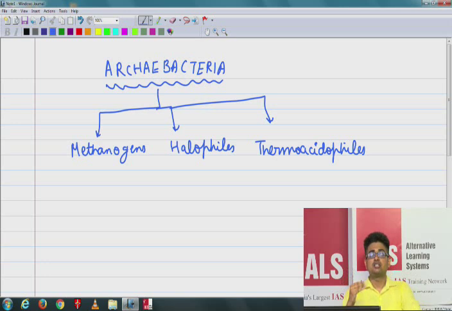All right. So this was the information that is very important for your exams. First, you need to remember similarity with eukaryotes, similarity with other bacteria, and unique feature. Then you have to remember the 3 categories of archaebacteria based on the type of location or habitat where they are found. Okay. So let me ask you a general question.